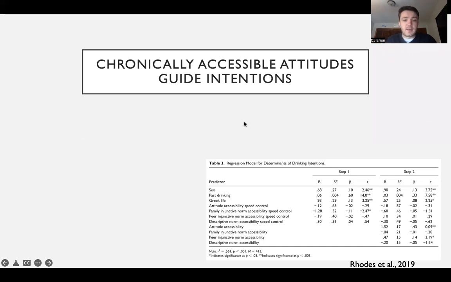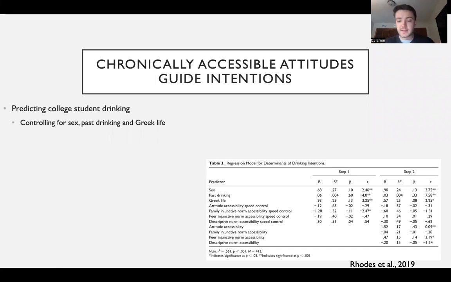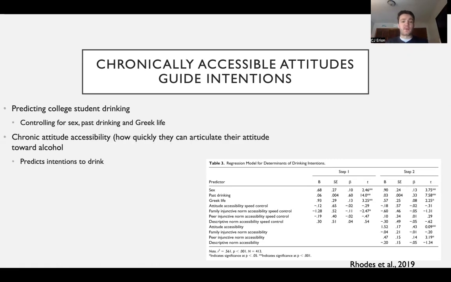Getting at an example of the chronic accessibility here. One way that this is pretty consistently looked at is predicting college student drinking. And this is controlling for things where we have a pretty good idea that these influence intent to drink, like sex, past drinking, and Greek life. But important for chronic accessibility is this attitude accessibility right here. So this is chronic attitude accessibility, or how quickly they can articulate their attitude towards alcohol. And as expected, based on what we talked about, this is a significant predictor of intentions to drink.